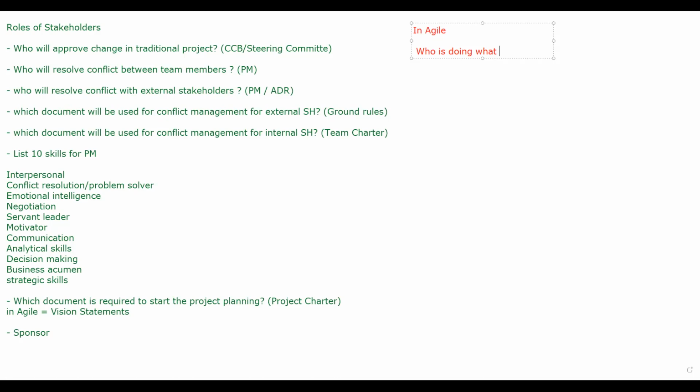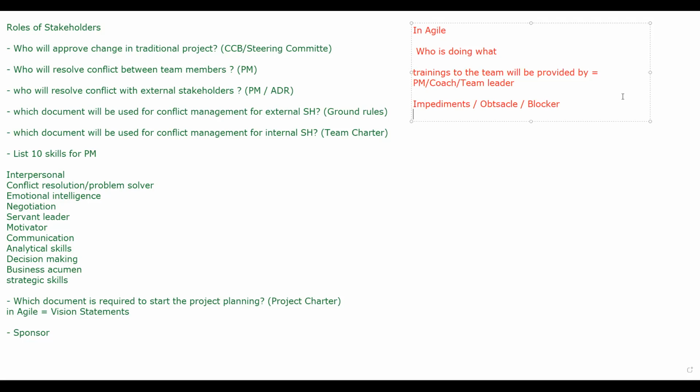Who is doing what? Similarly, if team members need training, who will provide it? PM, sir. We can call him PM. What else do we call him? Coach, right? They will arrange it. They will not do it by themselves. They can do it in community of practice sessions, but not in the real way. They will arrange it. Will training be an impediment, obstacle, or blocker? Obstacle.